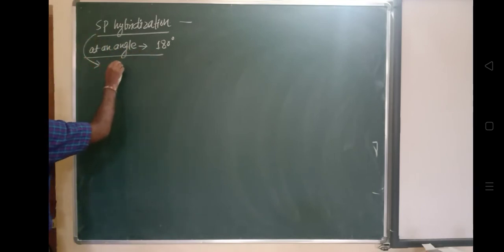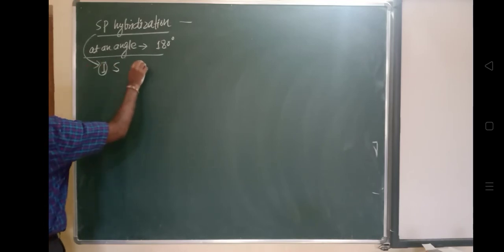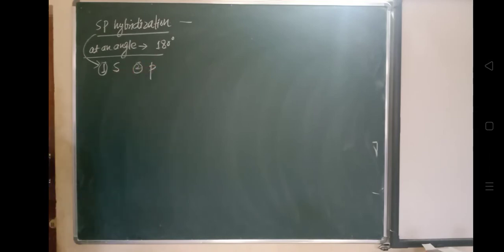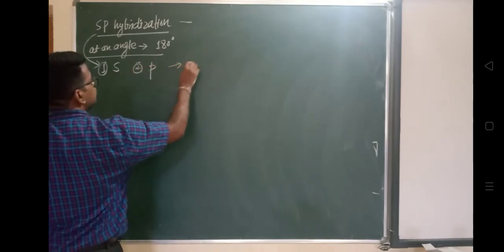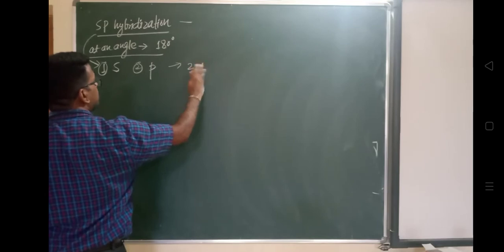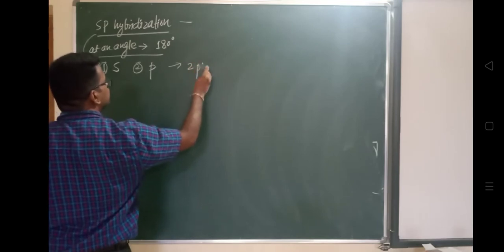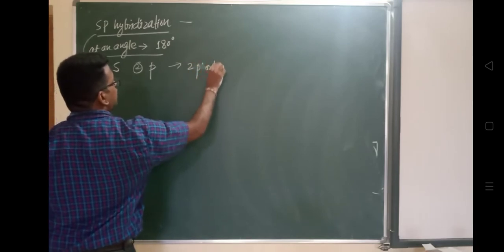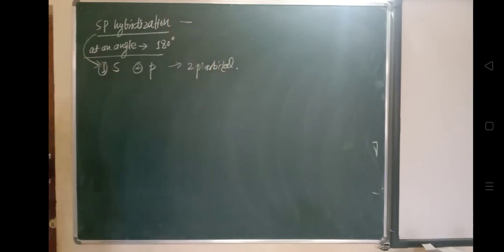In C2H2, the triple bond which is present between the carbons will form sp hybridization. So now we'll see the example of C2H2, that is acetylene. Formation of acetylene molecule, this is called the acetylene molecule.